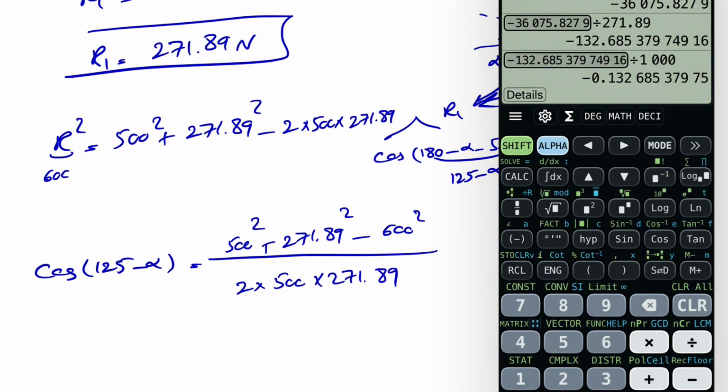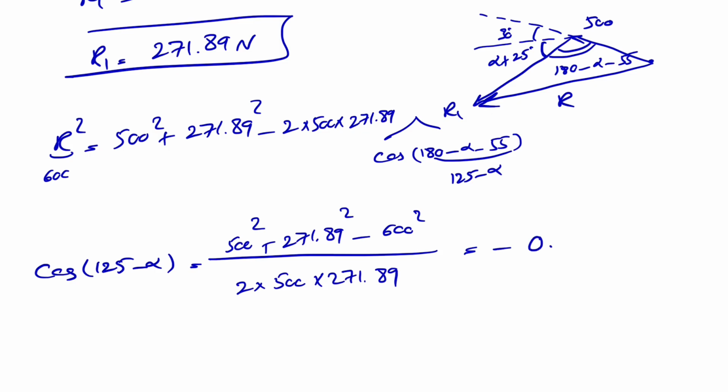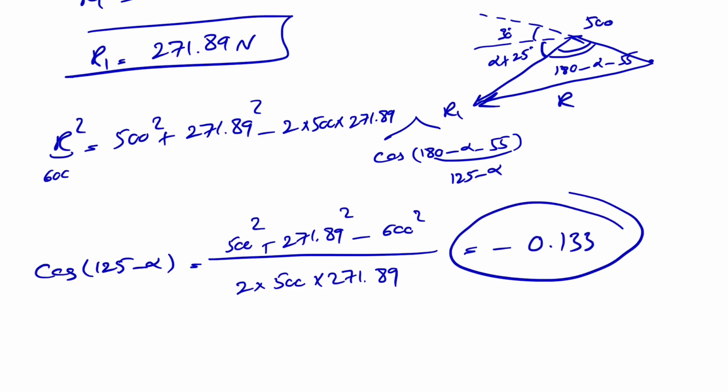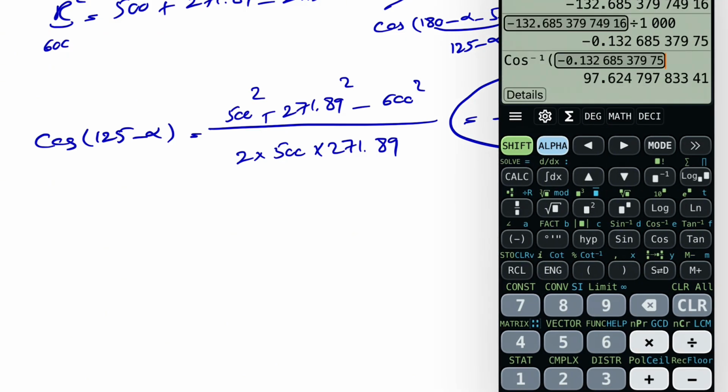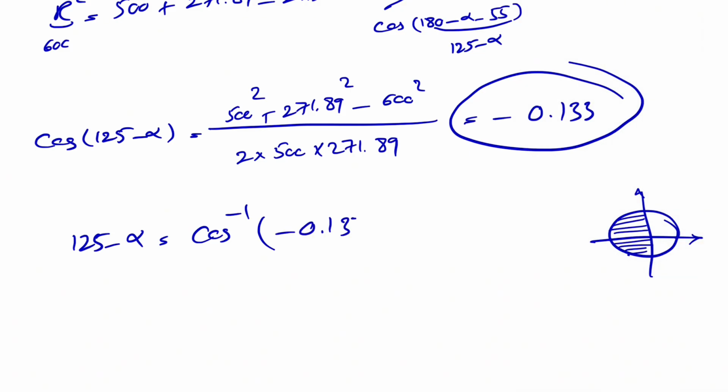So that's going to be minus 0.133. So we have a negative value for cosine, which means we have to find the values of the cosine in the second and third quadrants. So these are where we have the cosine as a negative value. So let's see what's the value that we have for cosine that is negative. So one of them is 97.62, which is the value that we have for the second quadrant. So in here, 125 minus alpha would be cosine inverse of what we found in the previous step, minus 0.133.